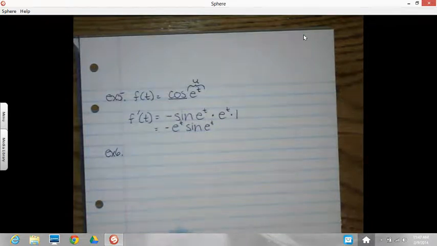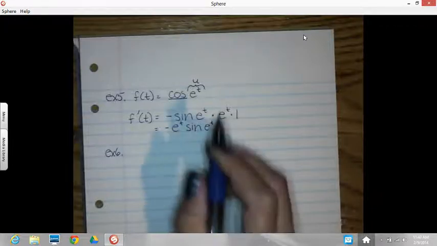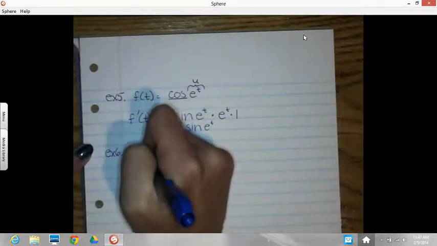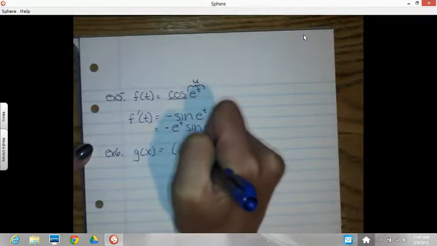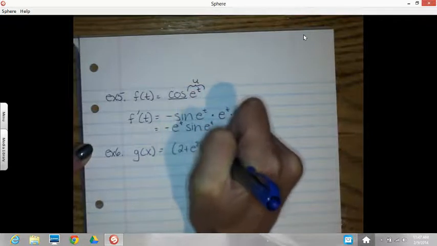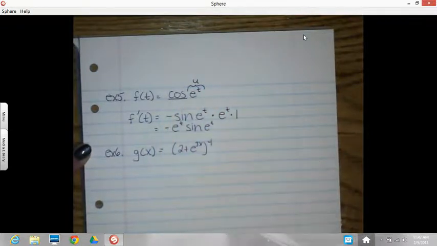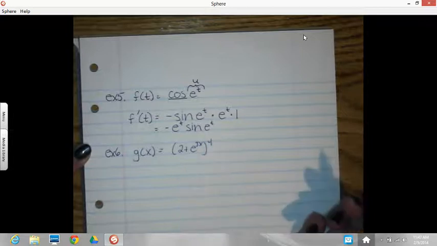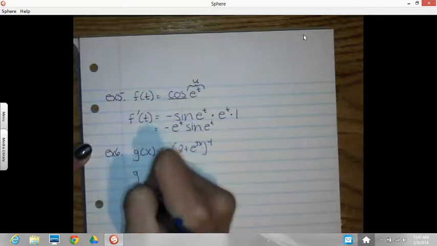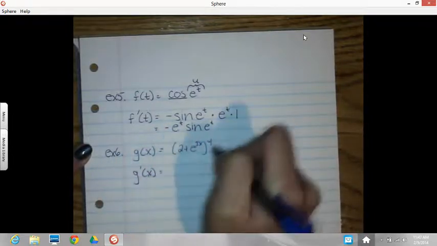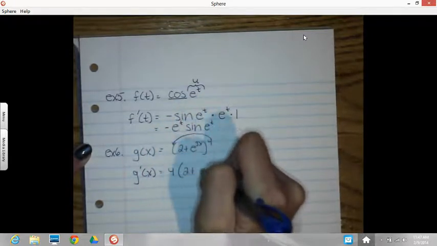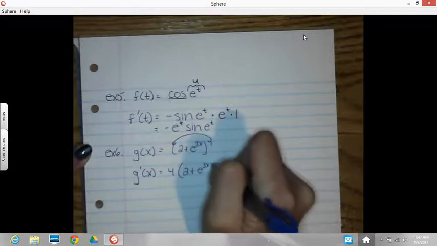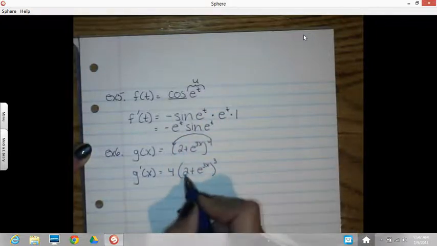We've got, let's see, 2 left. Nope, 3 left. G of x equals quantity 2 plus e to the 3x to the 4th. Derivative. I see an inside to a power. I'm going to follow my power rule. 4 comes down. Inside stays the same to the 1 less power times the derivative of the inside.